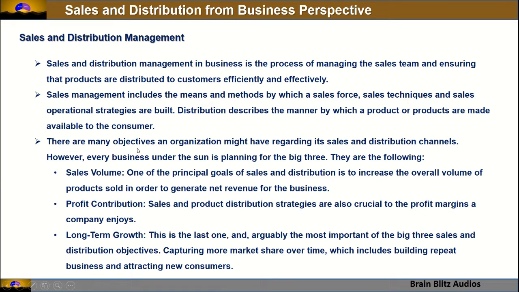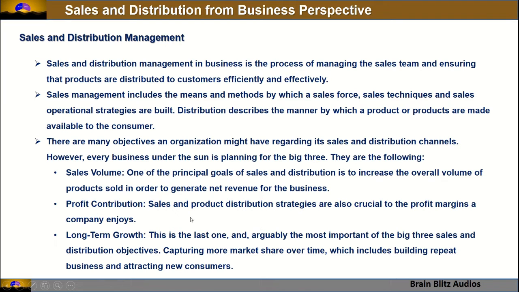Then there are many objectives an organization might have regarding its sales and distribution channels. However, every business under the sun is planning for the big three. They are the following. One is sales volume. One of the principal goals of sales and distribution is to increase the overall volume of products sold in order to generate net revenue for the business.